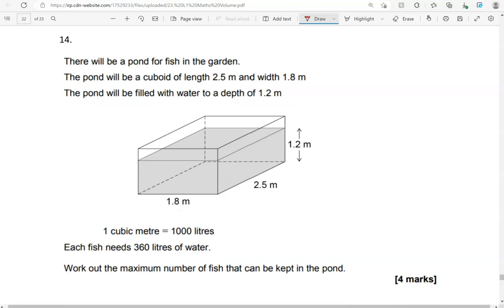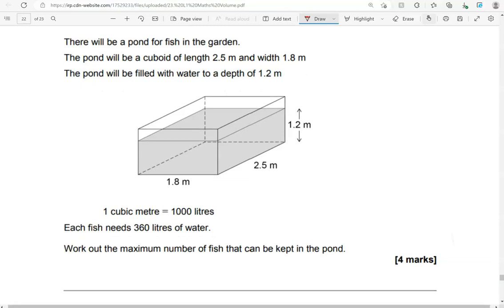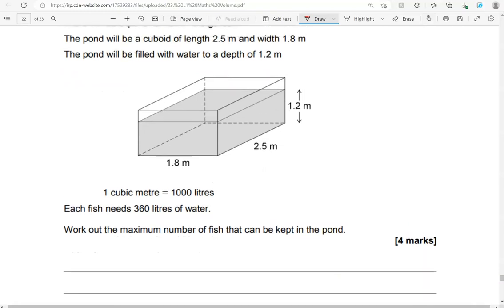There will be a pond for fish in the garden. The pond will be a cuboid of length 2.5 meters and width 1.8 meters. The pond will be filled with water to a depth of 1.2 meters. 1 cubic meter is equal to 1000 liters. Each fish needs 360 liters of water. Work out the maximum number of fish that can be kept in the pond. So we'll work out the volume first and then the capacity in liters.